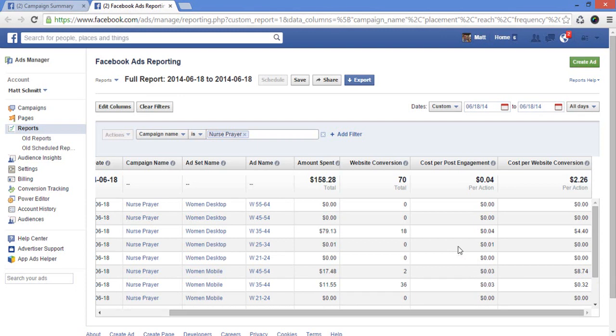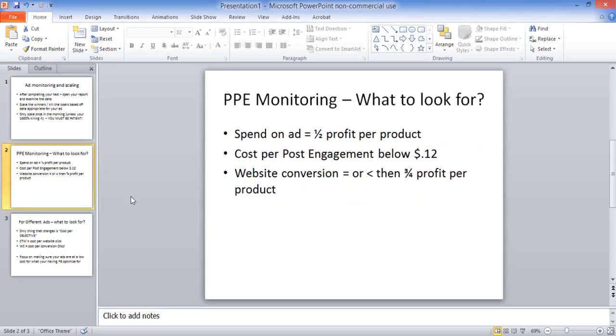So now let's look at some metrics of what we should be looking at and how we should be interpreting this data. On slide number 2 here, what we're going to be doing is spend, cost per post engagement, and website conversion, and the cost associated with that. We're going to be looking at spend on our ads to make sure that we're at least spending half the profit per product. In this case, it's a t-shirt that had about a $13 profit per. And our cost per post engagement, we're going to be looking to make sure that it's below the 12 cent mark. Website conversion should be equal or less than 3/4 of the profit per product. Again, in this case t-shirt, in this case $13. So let's go back and see what that all means.